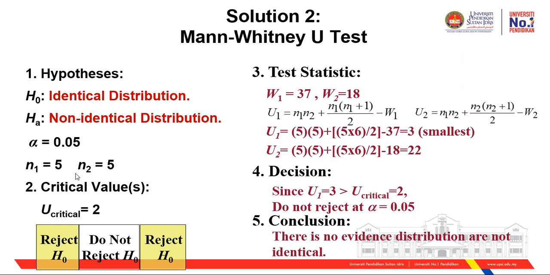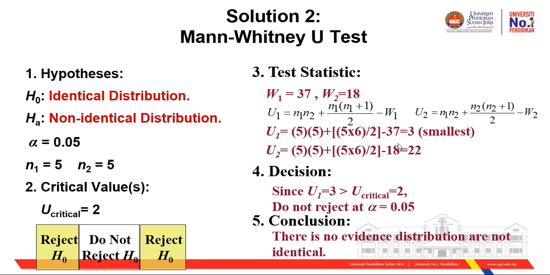So from this information, you may find U critical from the table. I will show you in the next slide for this one. And then the test statistics, use the same method. You have W1 37, you have W2 18 from the previous calculation, and then you need to find U1 and U2 using the formula. Okay, so for this one, U1, after you calculate, you got 3, and then you calculate U2, you got 22. So the minimum between U1 and U2 is 3, and this will be used to compare with the U critical.